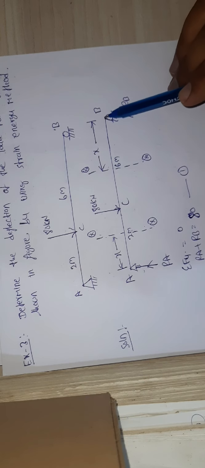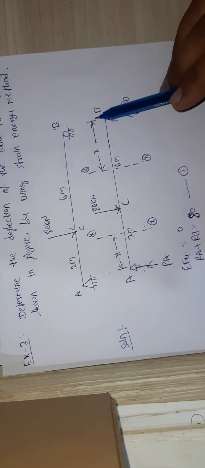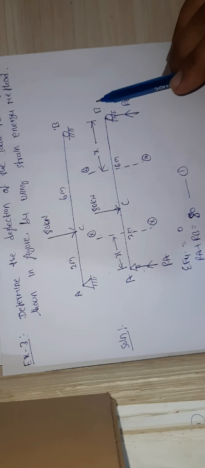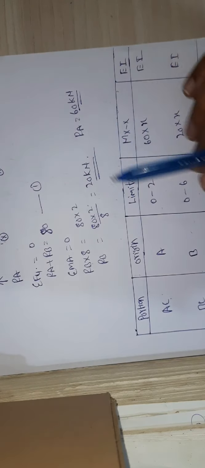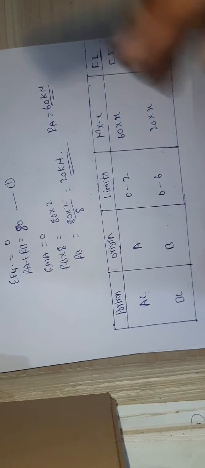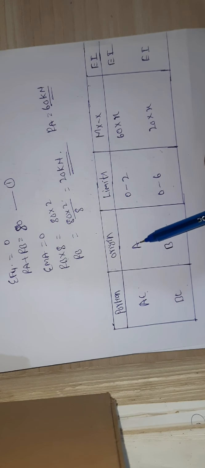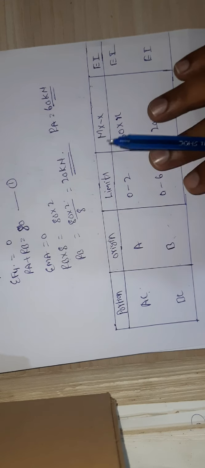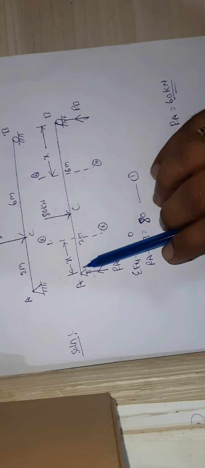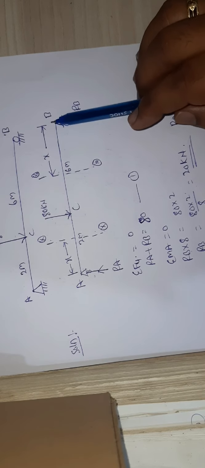Similarly, for the BC portion, I have taken a section at a distance x from the support B. So similarly, what is the origin? For the AC portion, A is the origin, and for the BC portion, B is the origin.